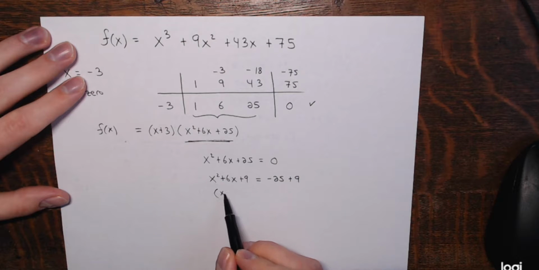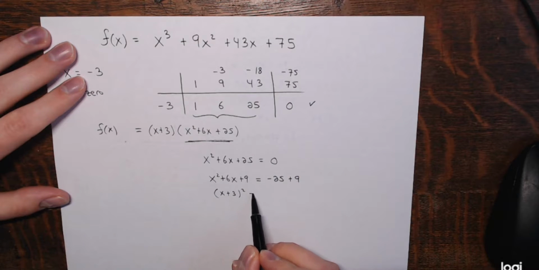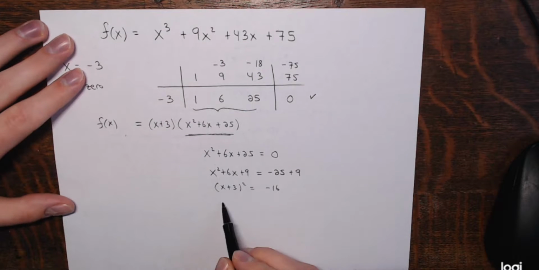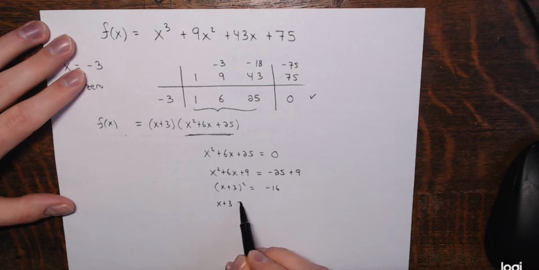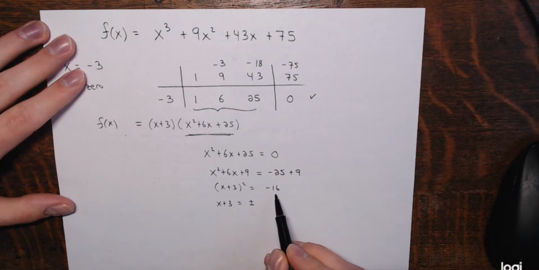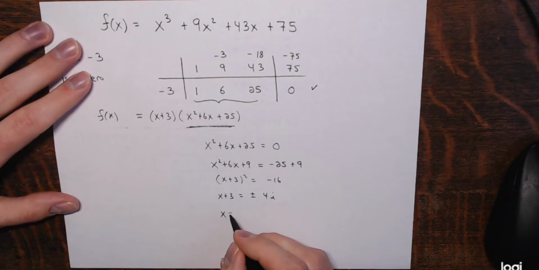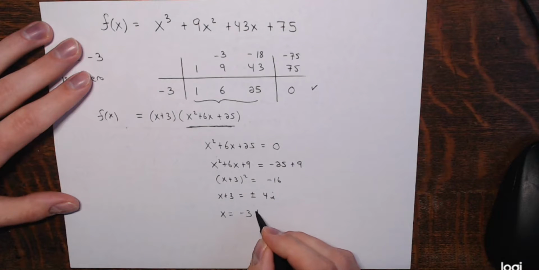Then this left side is the quantity x plus 3 squared. This side is negative 16. Square root property, x plus 3 would be positive or negative the square root of negative 16, which is again 4 times i. Right, the square root of 16 times i. And then subtracting 3, we get our other two zeros: negative 3 plus 4i, negative 3 minus 4i.